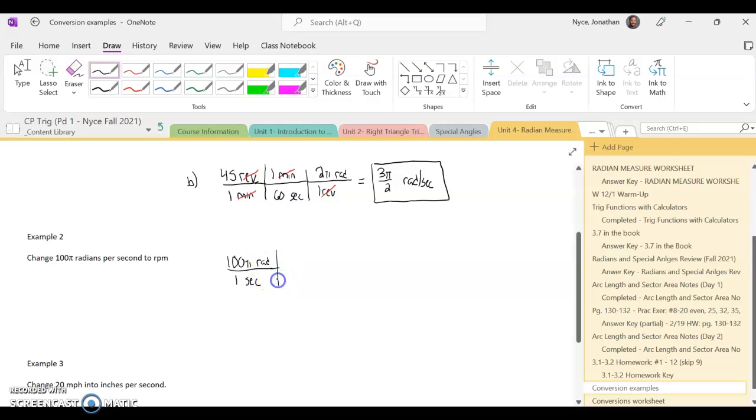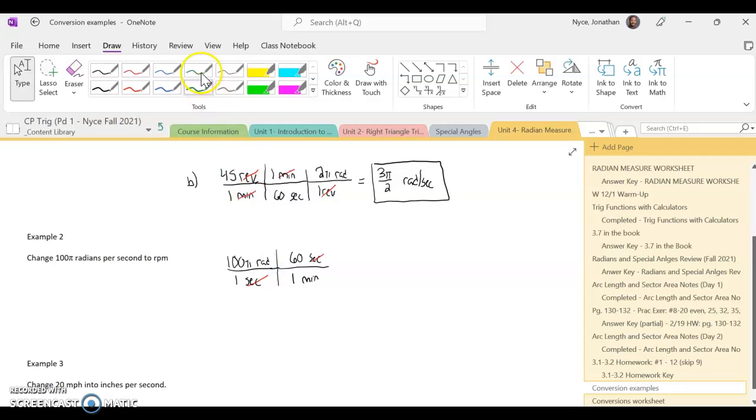So the two things we want to change, we want our seconds to become minutes. We want our radians to become revolutions. It doesn't matter which we do first. So we know that 60 seconds is 1 minute. And the seconds will cancel.